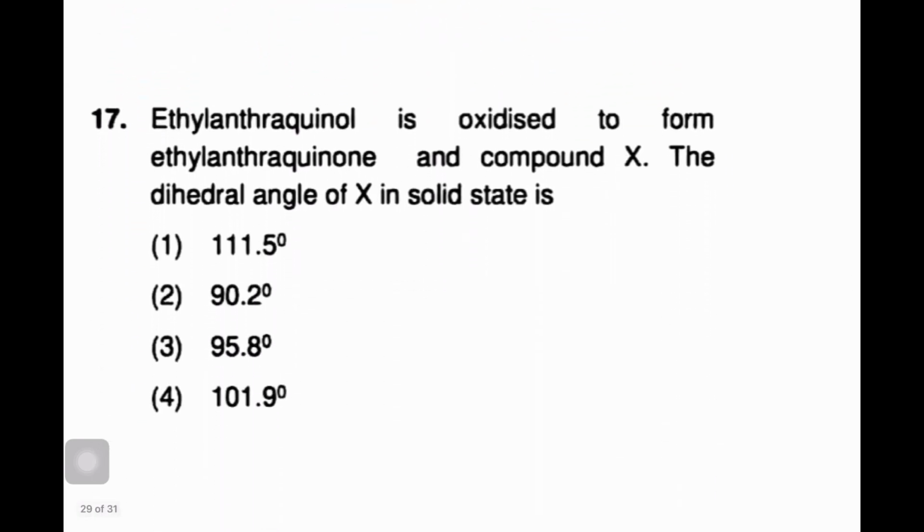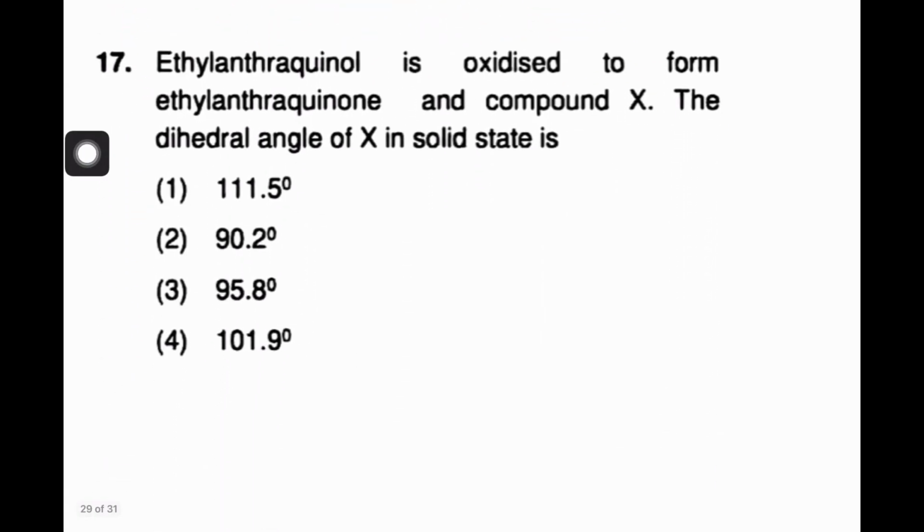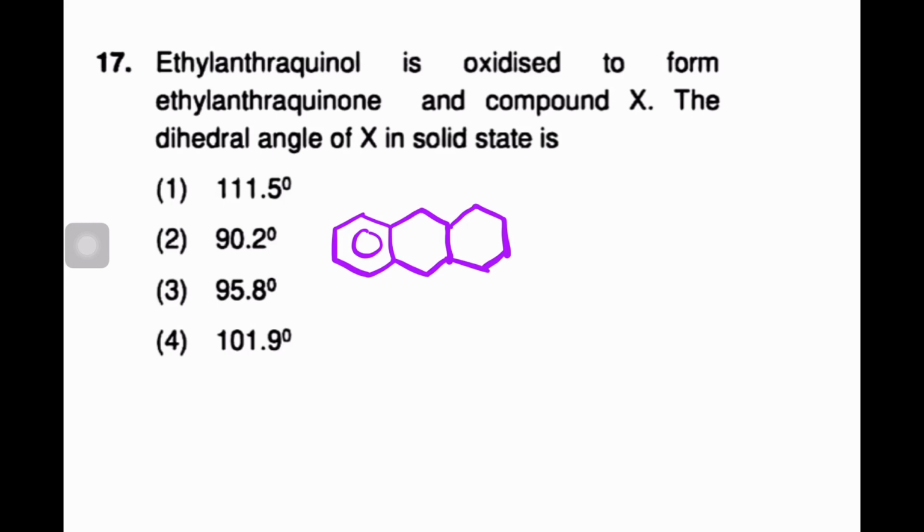Next, ethyl anthraquinol is oxidized to form ethyl anthraquinone and the compound X. The dihedral angle of X in the solid state is? So basically ethyl anthraquinone is this one. Let me draw the structure here. This is the ethyl anthraquinone, here it will be the ethyl group.